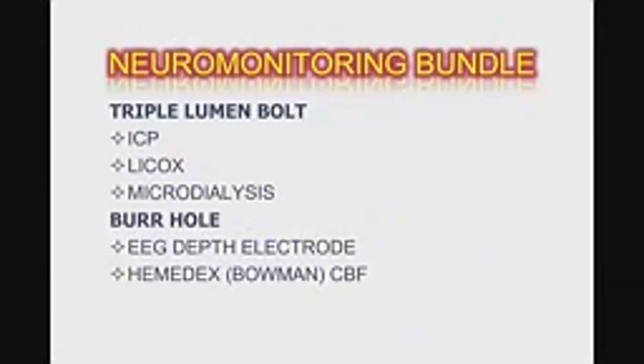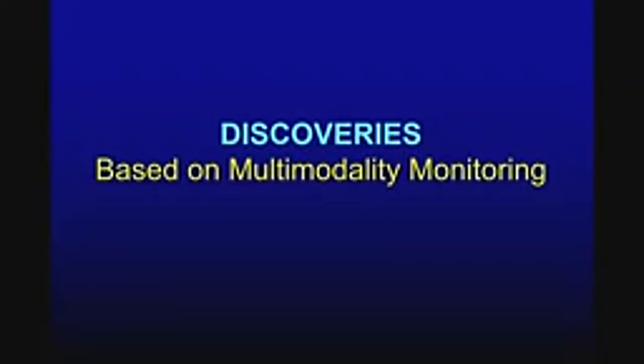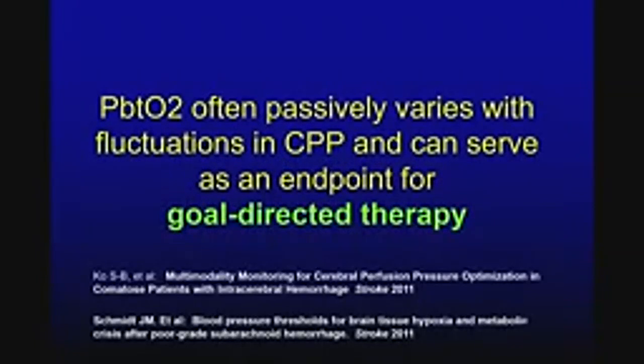So slowly over the years we went from just a dual lumen bolt, ICP, Licox, triple lumen bolt, and we added the microdialysis. Then we added a second burr hole, dual lumen, and we started to monitor cerebral blood flow and intracortical EEG. We made a few discoveries, and I'm going to have to go really fast, I apologize for that.